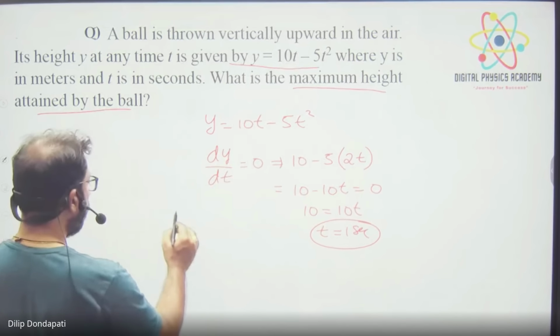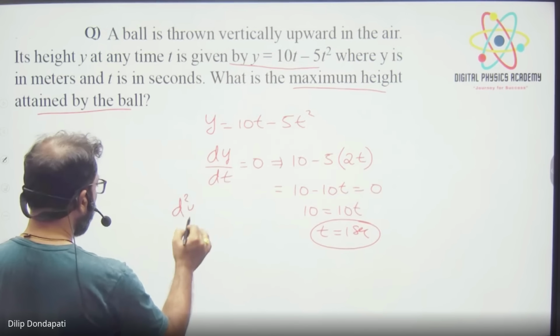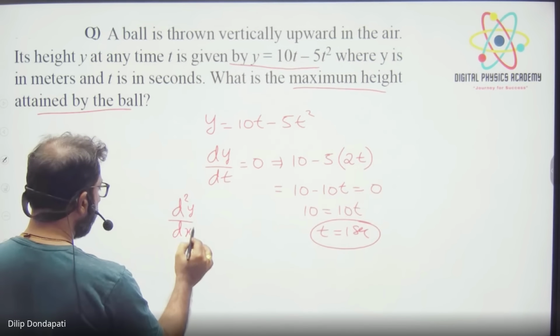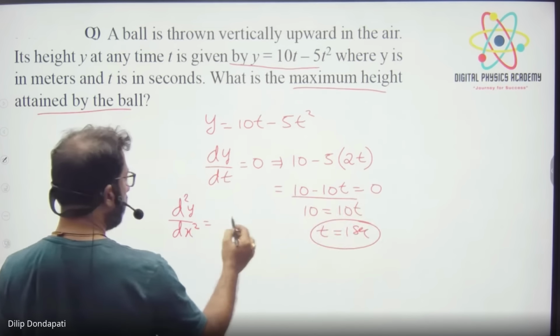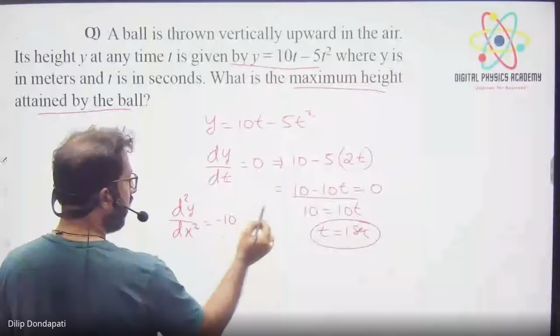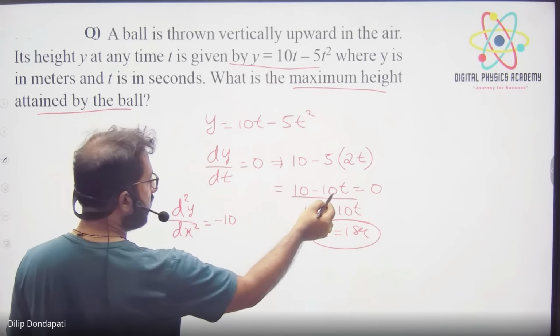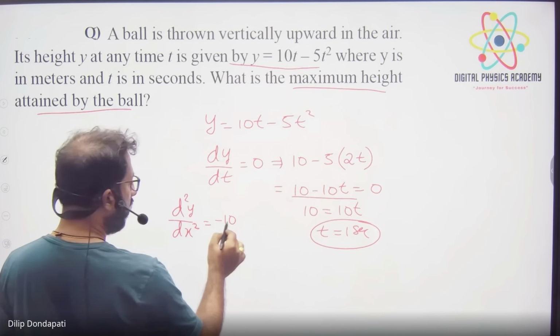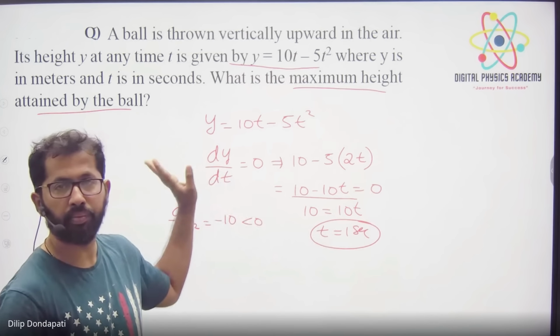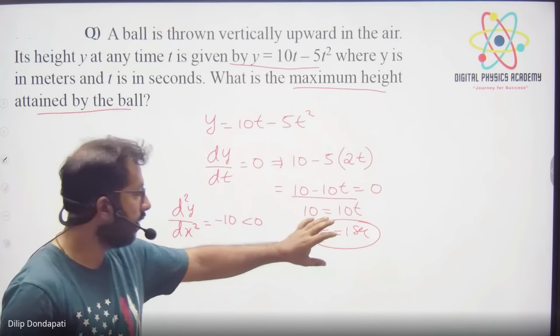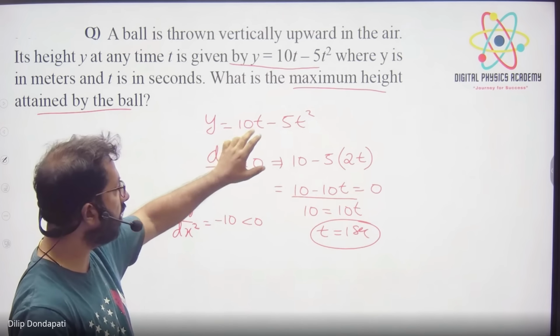Do the second differentiation, d square y by dt square. The second differentiation for this one is minus 10. The derivative of 10 is 0, minus 10 is coming outside, differentiation of t is 1. So minus 10 is less than 0. That means at this point the function y is maximum.